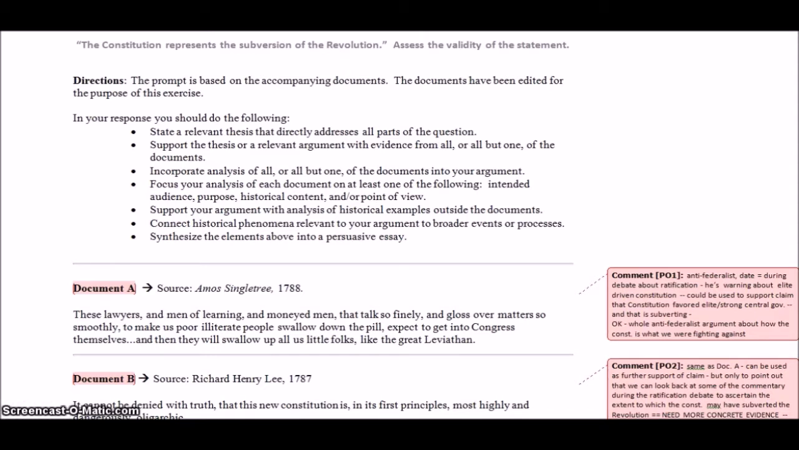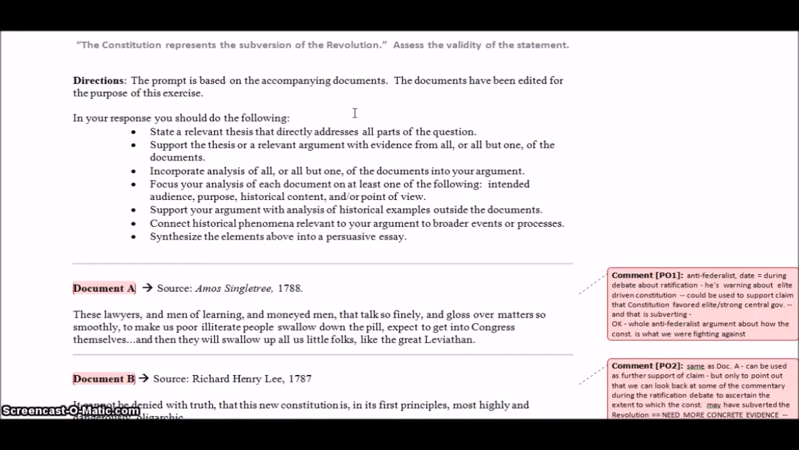All right, so remember, the first thing that you do when you see a document-based question is to look at the question and make sure you know exactly what it's asking. So if you look, the question is the header. The Constitution represents the subversion of the revolution. Assess the validity of the statement. So right off the bat, you know this is a kind of a to what extent question.